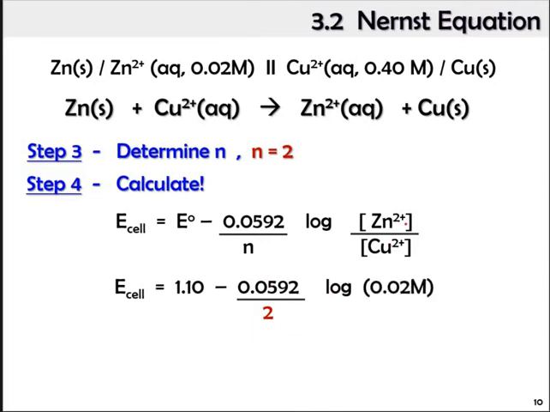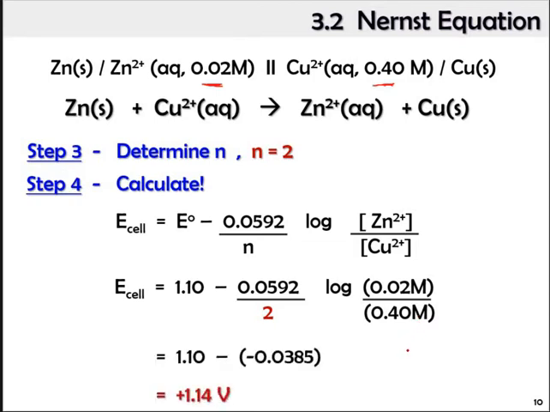So the concentration of the zinc 2 plus and Cu2 plus here, we get 0.02 molar. Put in the value for zinc, put in the value for copper, Cu2 plus ion, and then get the final answer, positive 1.14 volts. So remember that we use the Nernst equation here because of the non-standard condition of the cell.